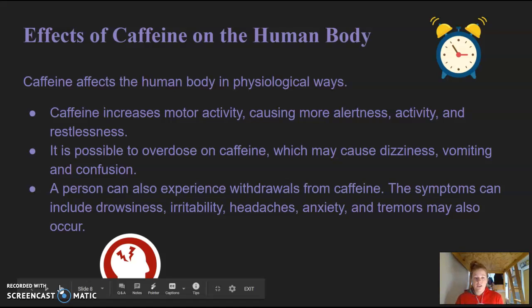The effects of caffeine on the human body. Caffeine affects the human body in physiological ways. It can increase motor activity, and that causes more alertness, activity, and restlessness. It is also possible to overdose on caffeine, and it can cause dizziness, vomiting, and confusion.